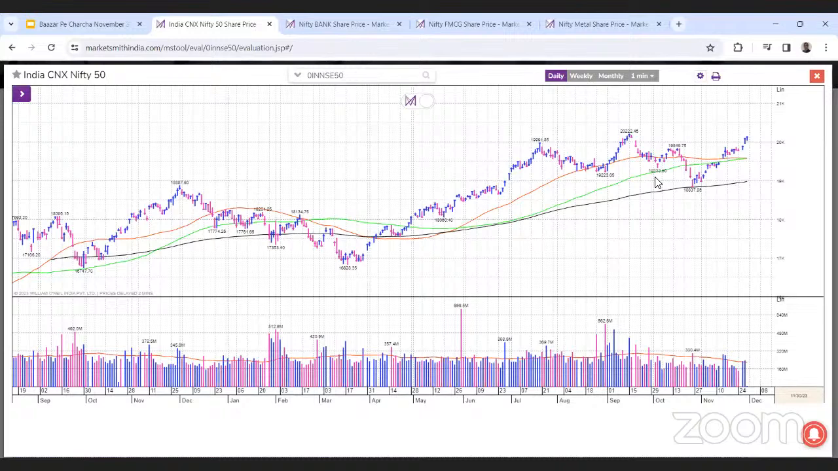Maybe Monday will give the clear picture. But yes, technically the market is looking good. That is the only concern from the next week perspective. Otherwise, everything is fine.